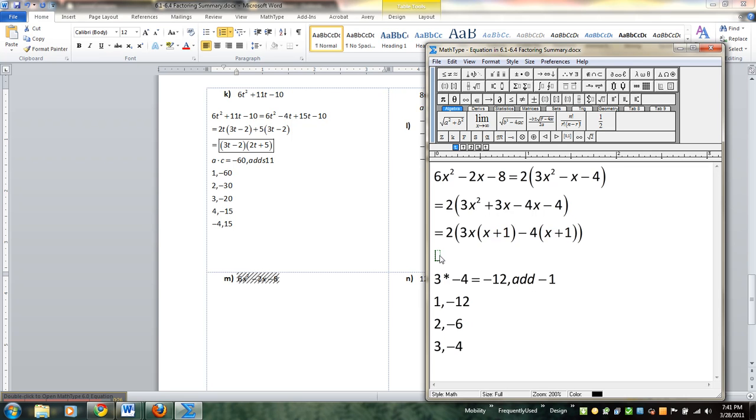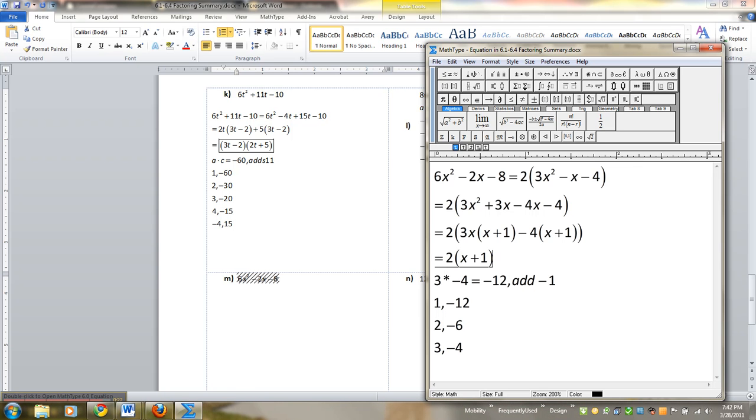So write the 2 in front. Then you have an x plus 1 you can factor out. In the first term, if you take out the x plus 1, you've got a 3x left. In the back term, you've got a minus 4 right here. So this right there is the answer.